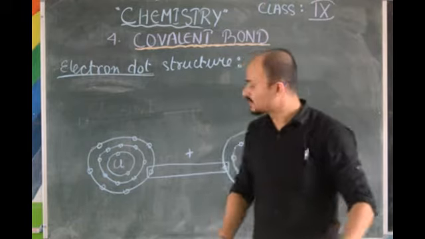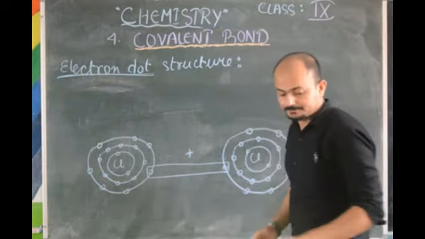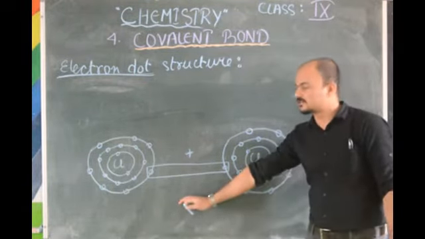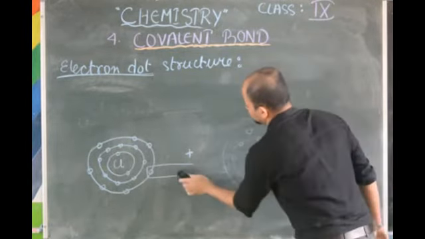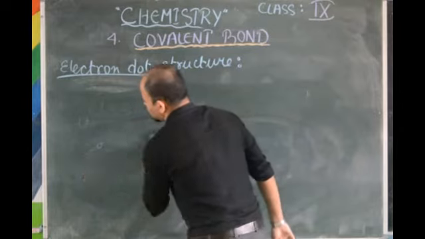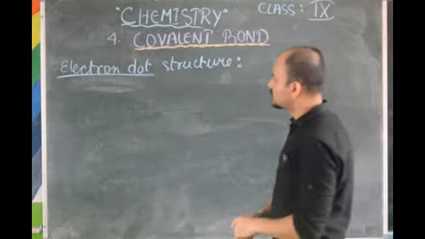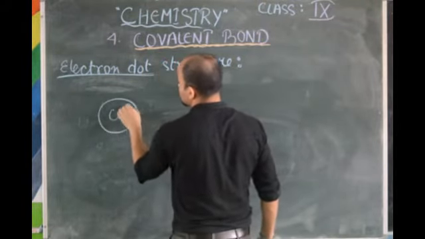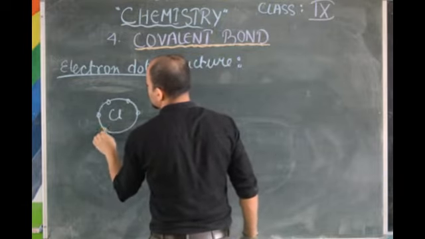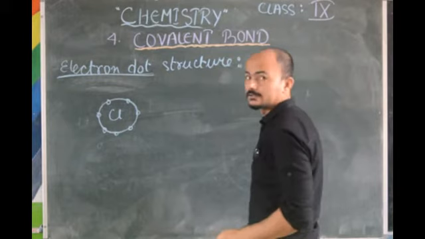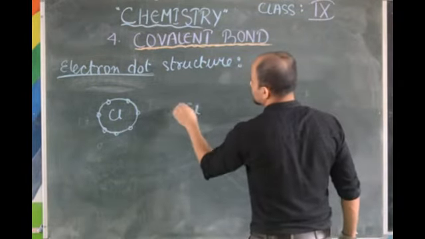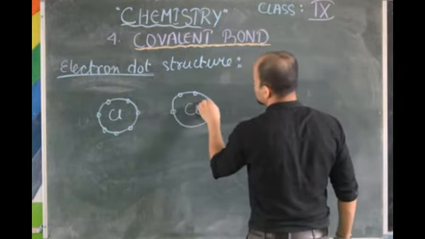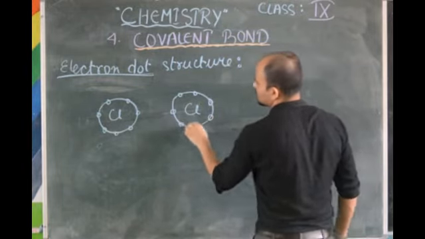Okay? So let's draw this one then. If I have to draw this, then this was the atomic orbit structure. Now from here I'll be taking only the outermost shell. That means chlorine in the outermost shell has how many electrons? 7. 1, 2, 3, 4, 5, 6, 7. Yes or no? Similarly, here also, another chlorine atom has how many electrons? 7. 1, 2, 3, 4, 5, 6, 7.